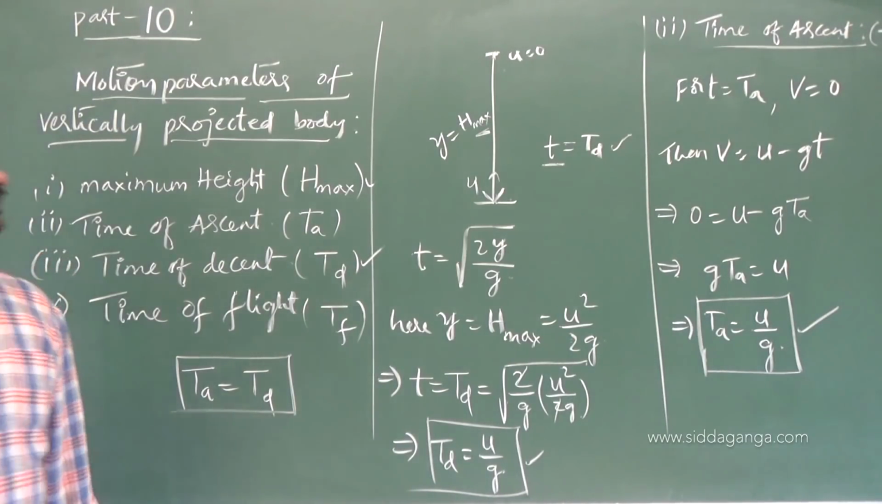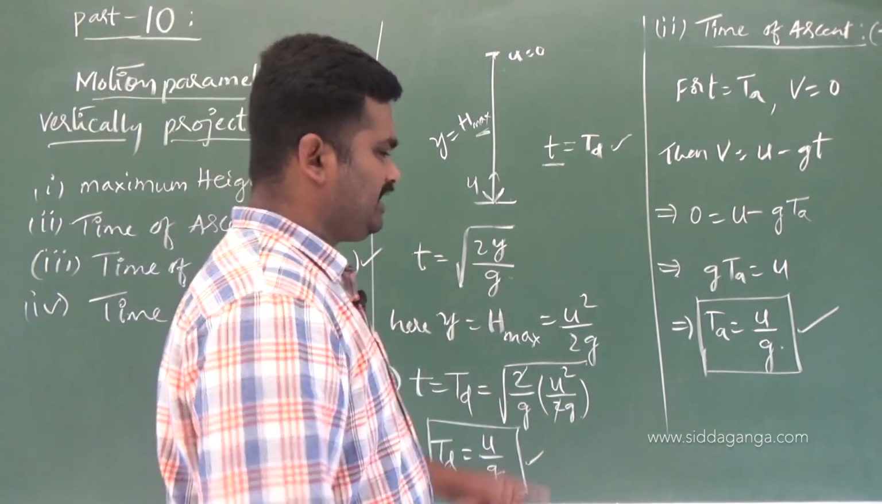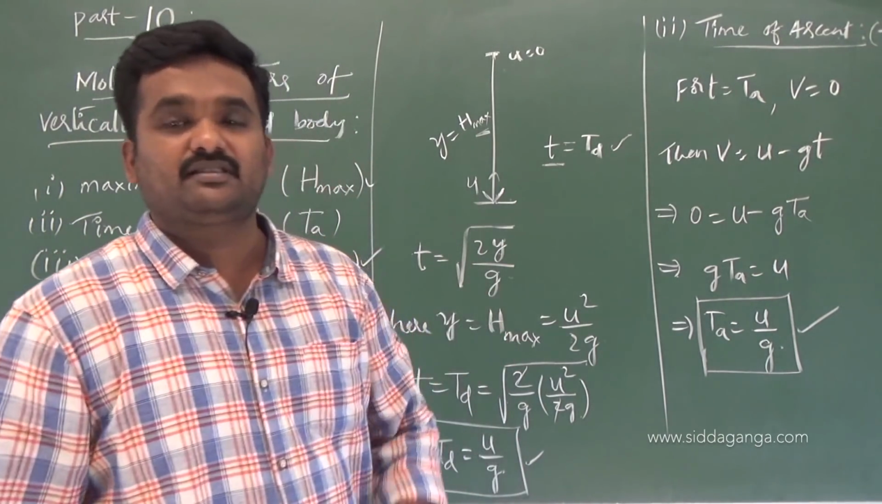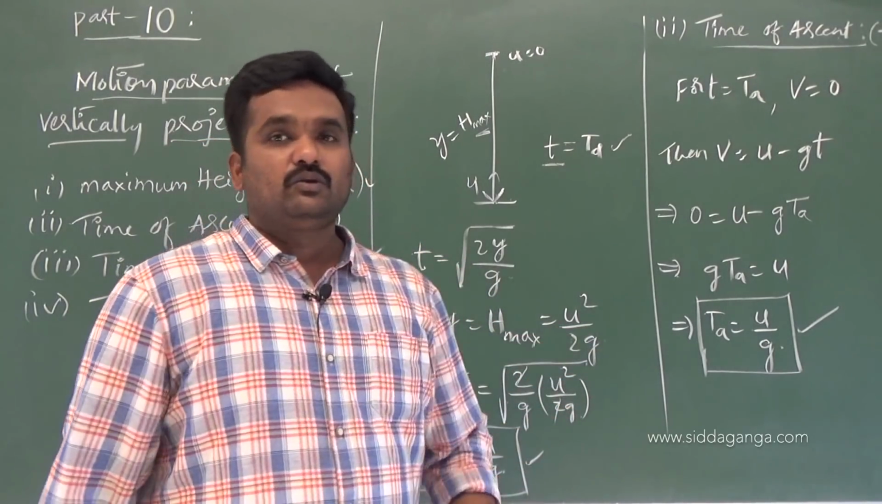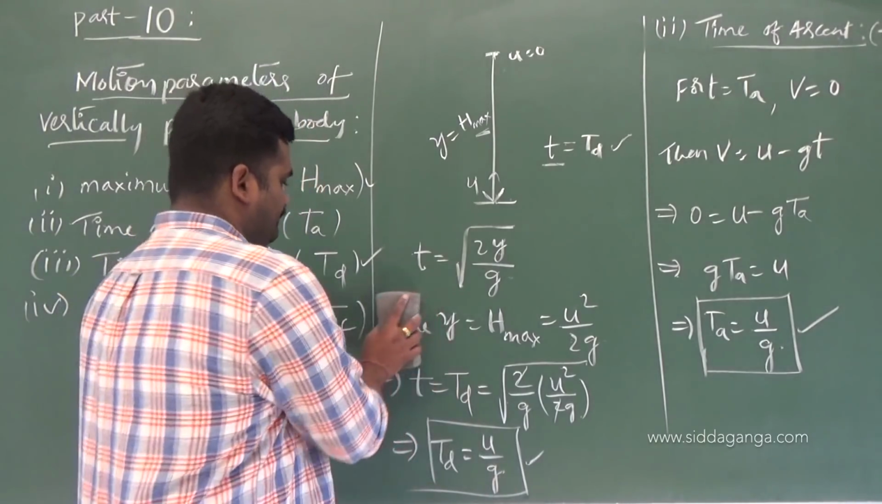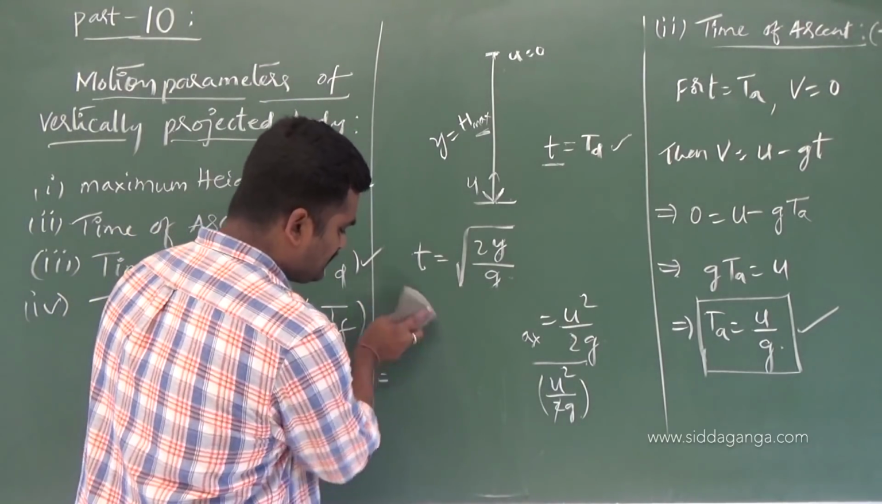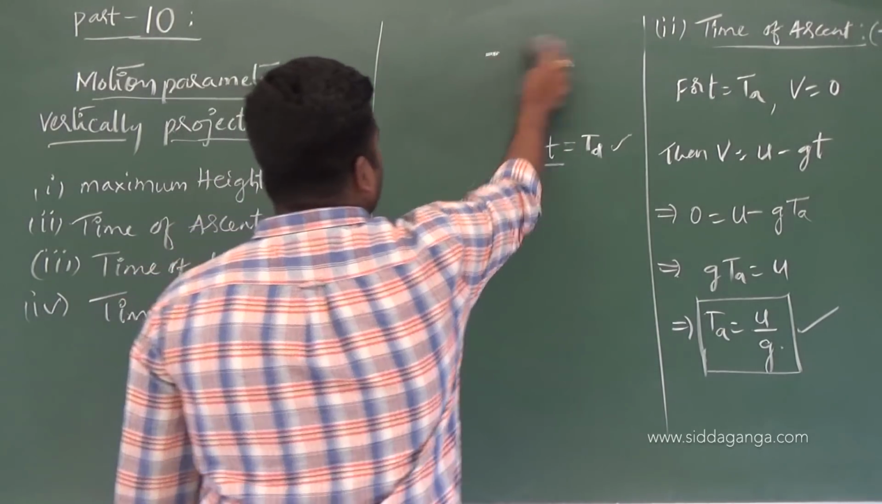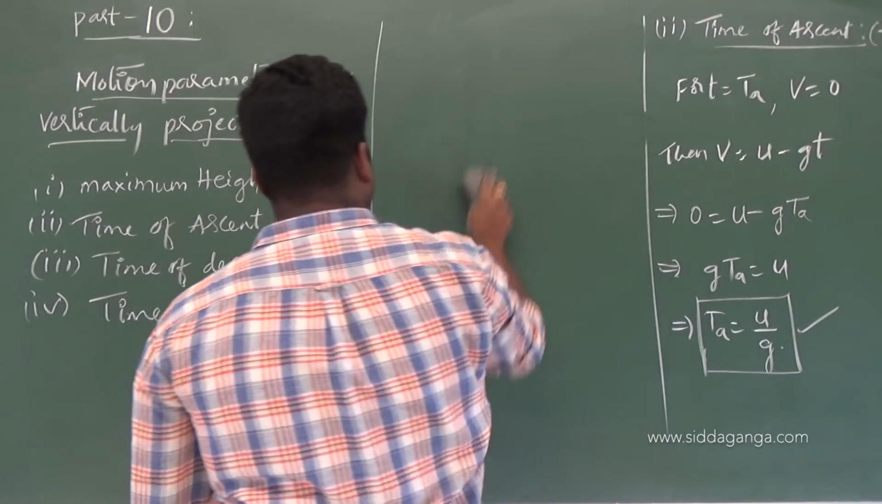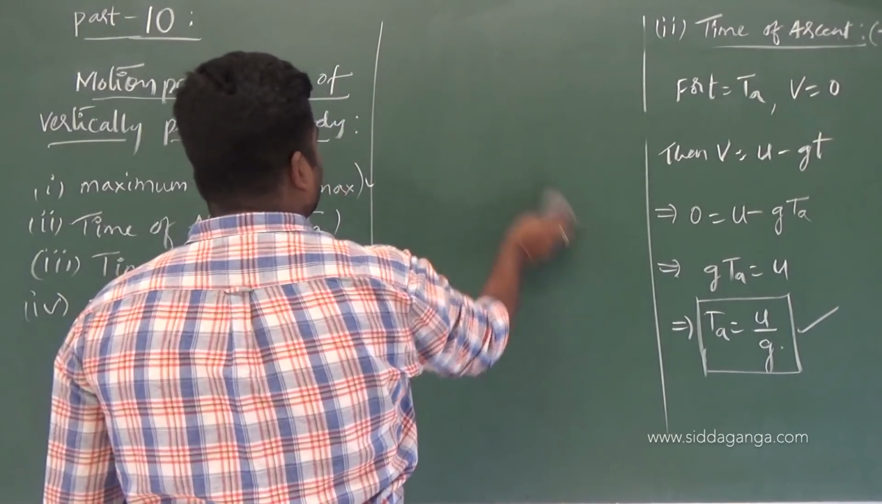Derive the expression for time of flight. Time of flight means directly you can write time of ascent plus time of descent is time of flight. So that is u by g plus u by g, 2u by g you will get. But a few times they will ask you to derive the relation itself, instead of from these two.